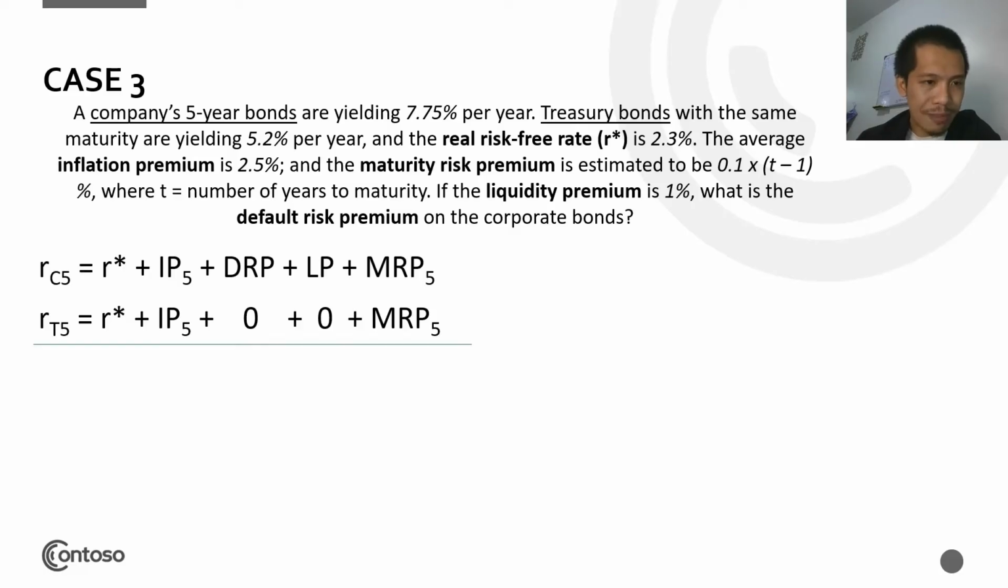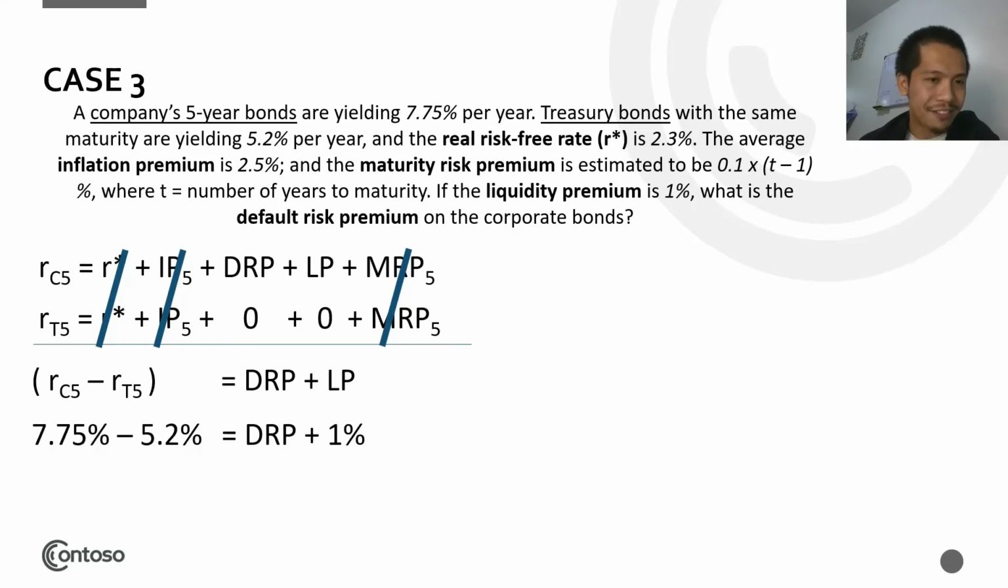And of course, we may eliminate R star, IP sub 5, and MRP sub 5, considering that the two of them have the same maturity. So if they have the same maturity, IP and MRP would be the same for both. What remains is R sub C5 minus R sub T5. This is equal to DRP plus LP. We know for a fact that R sub C5 is 7.75%. R sub T5 is 5.2%. This is equal to DRP plus the LP of 1%.